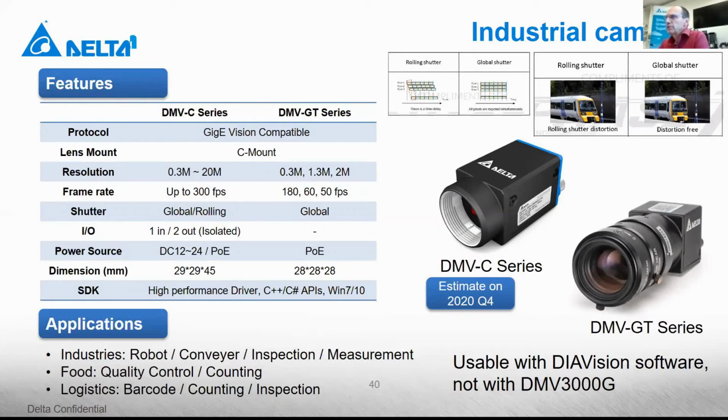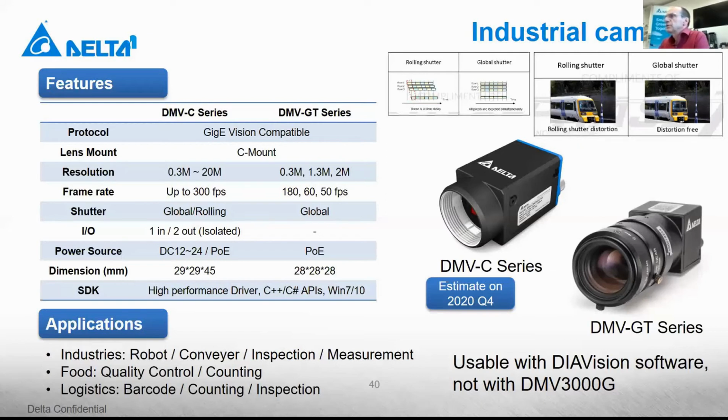What is coming next is the DNV C series. There we have more possibilities in resolution. It starts, of course, with the 0.3 megapixel, but we will finally get up to 20 megapixel. So we have much more possibilities with this one. It will be available with a global and a rolling shutter.